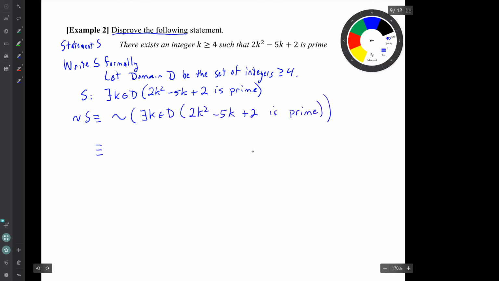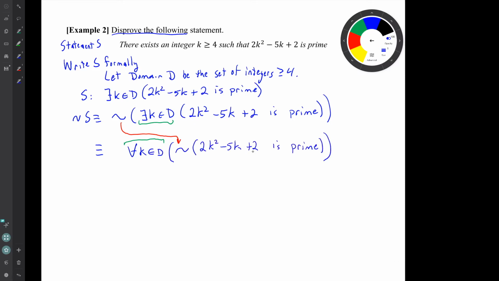And remember how we make more sense of negated statements, negated quantified statements. We move the negation as far as we can to the right. So we move the negation past that first quantifier, and it will change that existential quantifier to a universal quantifier. So now the negation is parked in front of our predicate. Let's move it farther to the right by negating the predicate. All right, so there's our negation of statement S. Notice the negation of S is a universal statement.